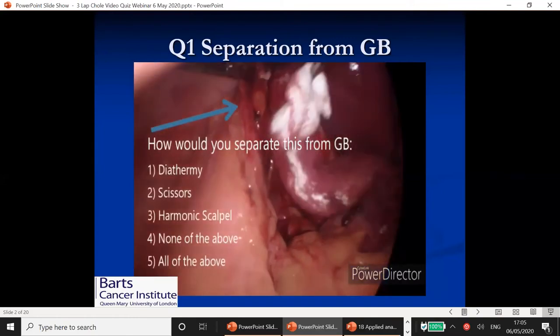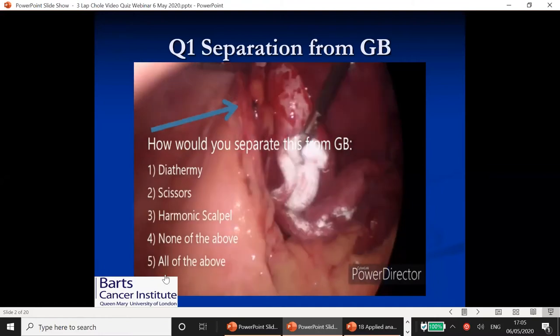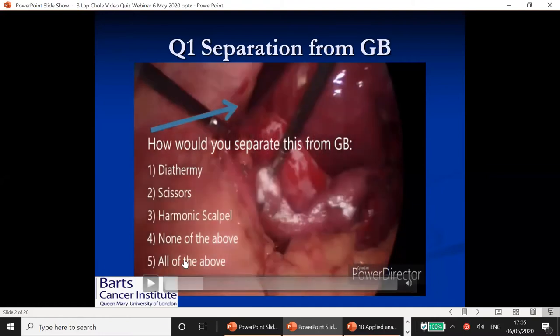So we've just started the operation. Let me just pause for a second to help you orient. We're looking at the gallbladder. This is the inflamed gallbladder. That's the liver. And over here, you've got whatever is stuck to the hot gallbladder.